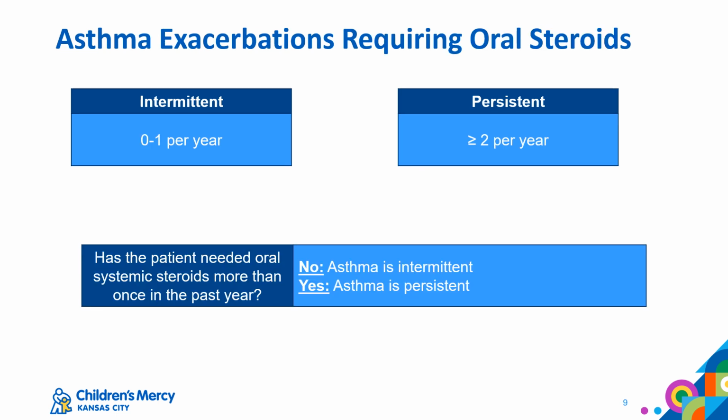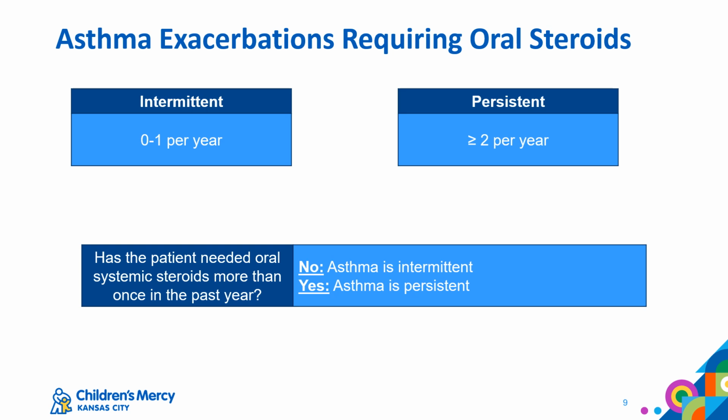The last component we are going to discuss is asthma exacerbations requiring oral steroids. Now, regardless of age, this is extremely straightforward. If your patient has needed oral steroids more than once in the past 12 months to treat their asthma symptoms, their asthma can be classified as persistent. Everyone can use oral steroids once in a year before their asthma is considered to be persistent.